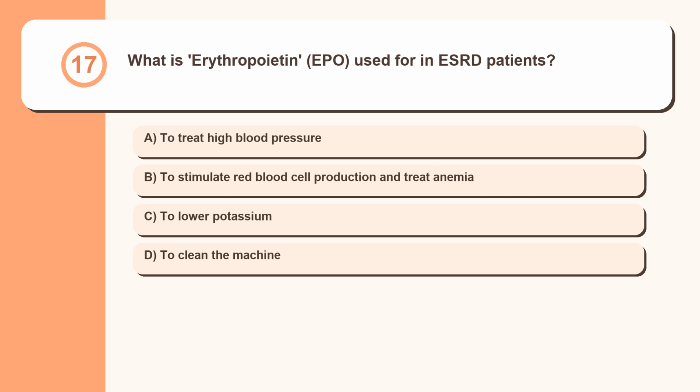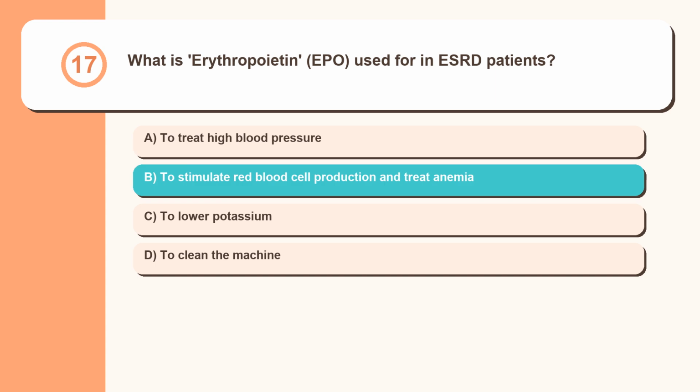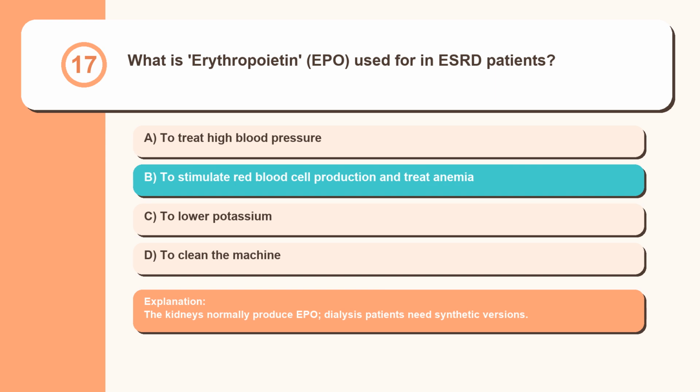Question 17. What is erythropoietin, EPO, used for in ESRD patients? To treat high blood pressure. To stimulate red blood cell production and treat anemia. To lower potassium. To clean the machine. The kidneys normally produce EPO. Dialysis patients need synthetic versions.